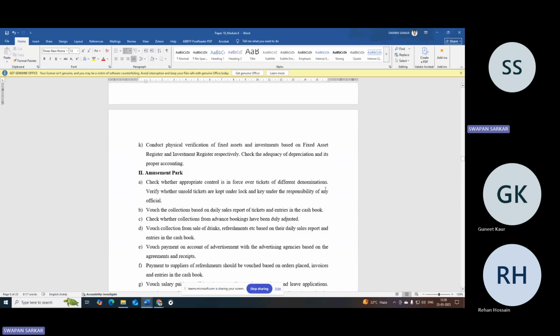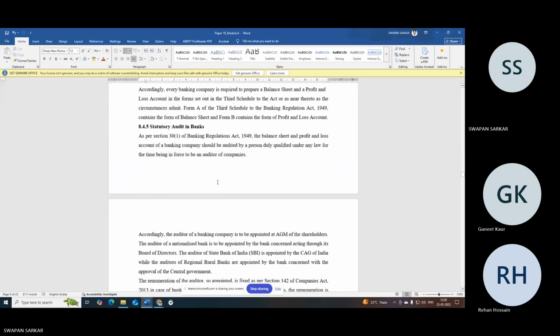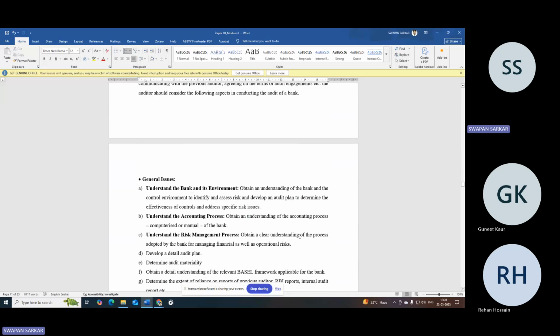Finally, conduct physical verification of fixed assets and investment based on fixed assets register and investment register respectively. Check the adequacy of depreciation and its proper accounting. Amusement park, let us skip and see what others we have.